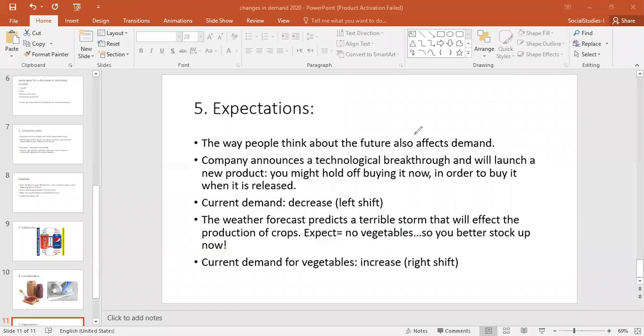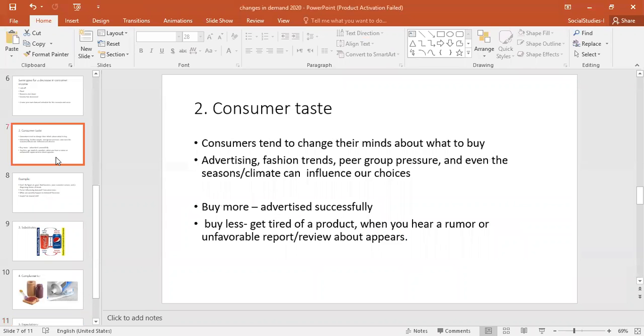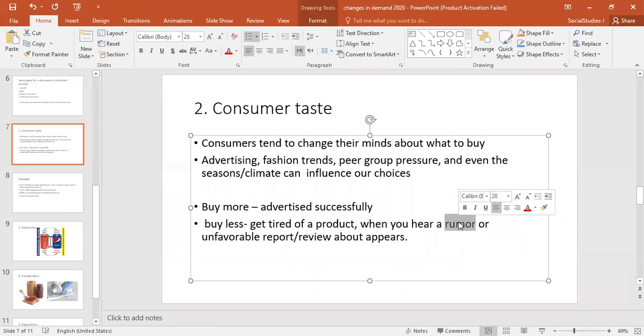All right, clear all my drawings, my lovely drawings. Okay. All right, so again here, consumer taste. Reviews and rumors. Okay, rumors also don't have to be written, but people share.